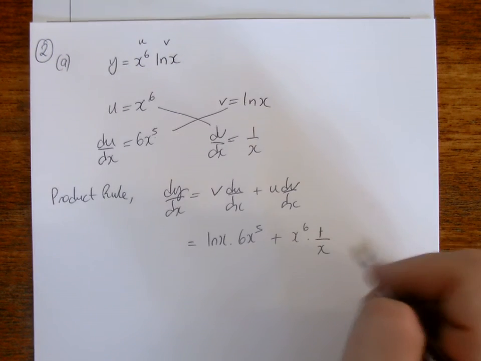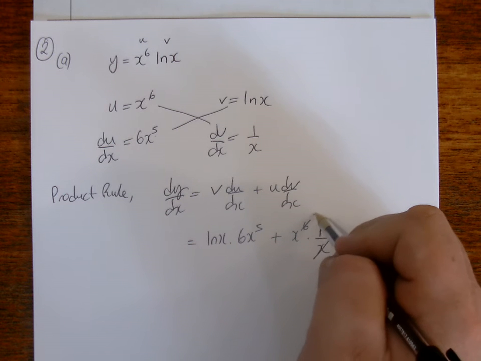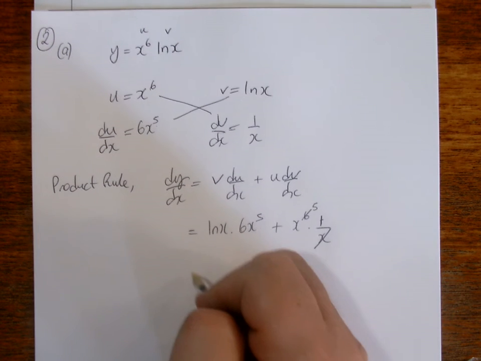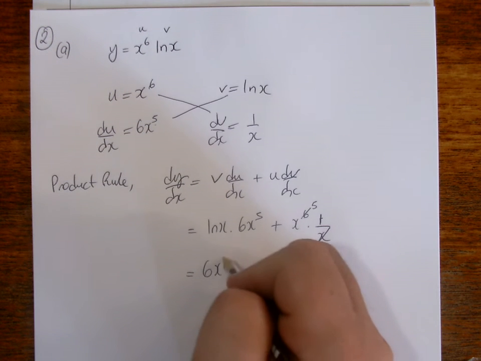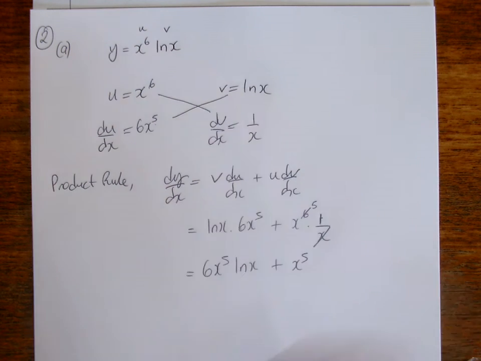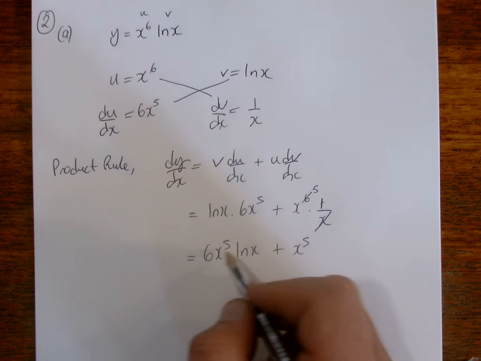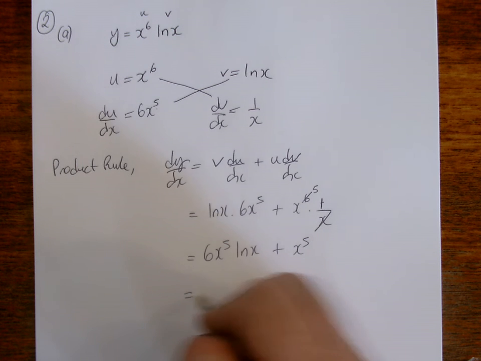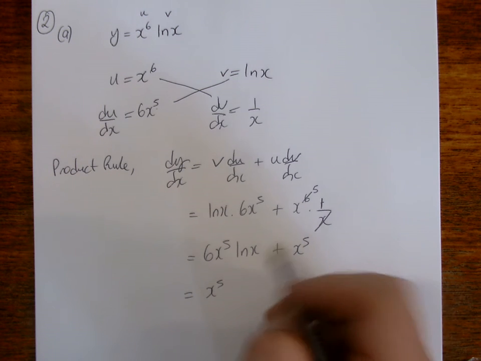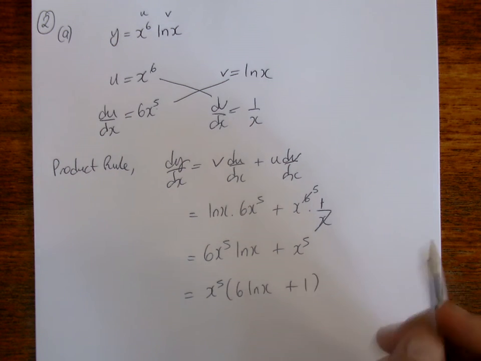And what you can see here is then there'll be a cancellation. That x will cancel with that power to make it power 5. So you get 6x to the power 5 ln x plus x to the power 5. And what you can do here then is, because x to the power 5 is a common factor, you could factorize that, so you get 6 ln x inside plus 1.